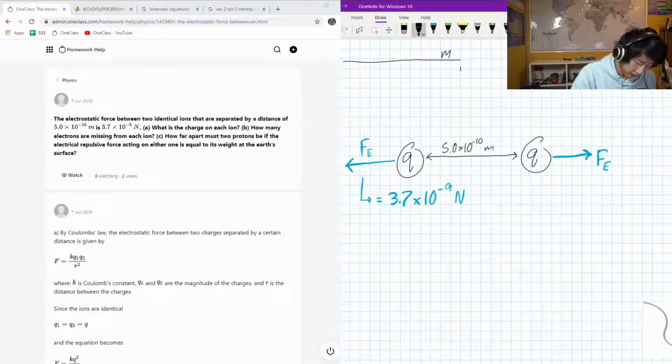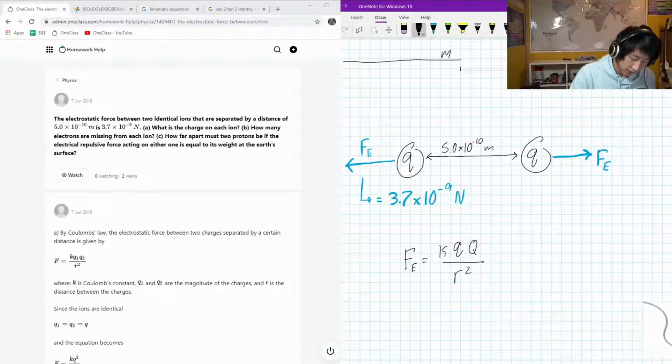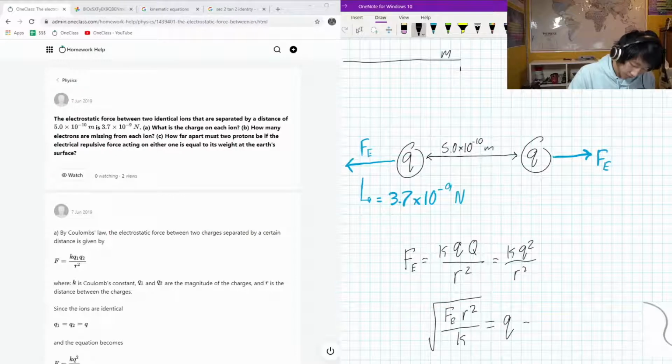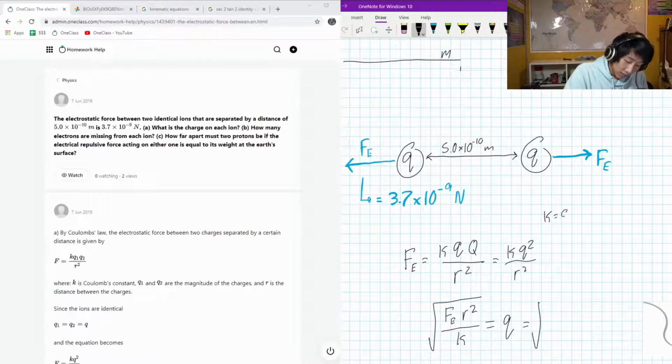Let's get back to my black pen here. We know that Fe is equal to Kq times Q over R squared. In this case, the Q's are the same, but we're trying to solve for the Q. So in this case it's Kq squared over R squared. We just have to isolate for the Q. That's going to be Fe times R squared over K, all under the root, which is going to give us Q. By the way, K is equal to 9 times 10 to the 9. That's Coulomb's constant. It's a good thing to keep in your mind.